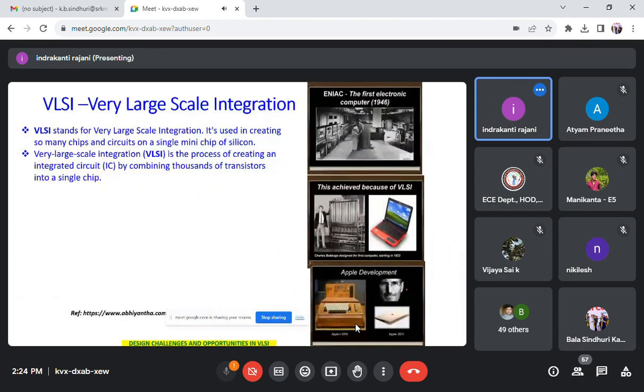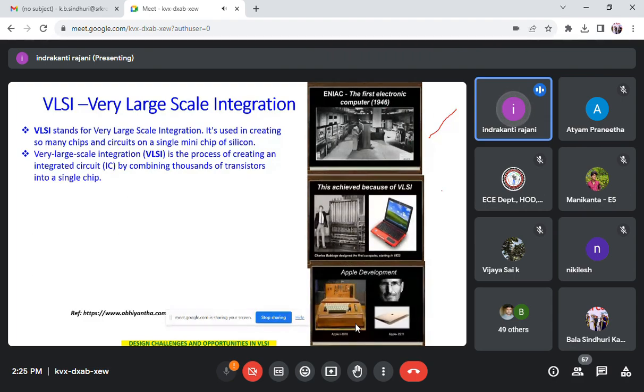Now, coming to what we mean by very large scale integration. Right from our school days, we have heard that the first electronic computer occupied a huge room. There were a lot of electronic circuits, you had to handle a large number of circuits occupying a large area, and the speed was very minimal. This was the situation in the year 1946.